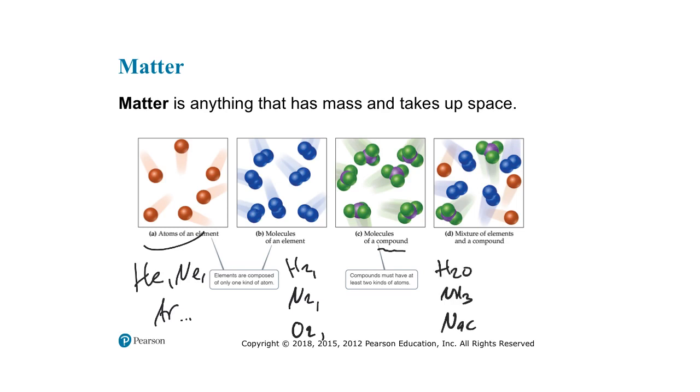Maybe something like NaCl. Now, water and ammonia, H2O and NH3, are a little bit different from something like NaCl, NaCl being an ionic compound. We'll talk a little bit about those in Chapter 2. But ionic compounds will exist as a network of plus and minus ions that are all attracted by electrostatic forces of attraction.